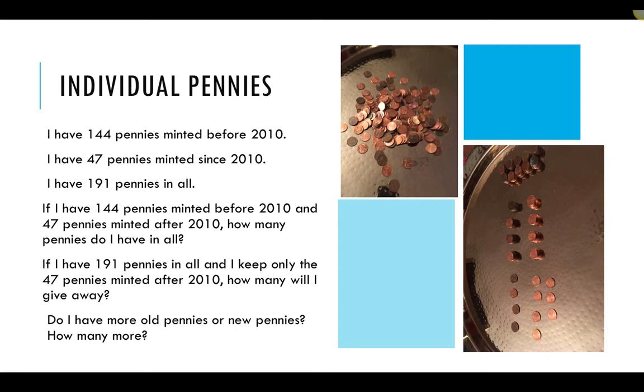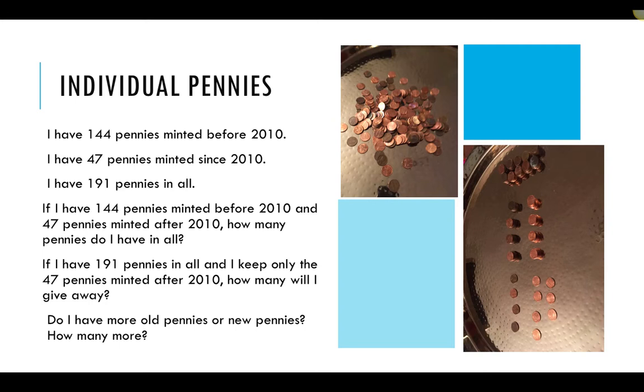Now, we met the pennies last week, and we had 2 parts to our pennies. We had 144 pennies minted before 2010, and we had 47 pennies minted after 2010, and the whole was 191 pennies in all, right? So those are the parts and the whole in this scenario. If I have 144 pennies minted before 2010 and 47 minted after 2010, how many pennies do I have in all? This is the whole that's unknown.